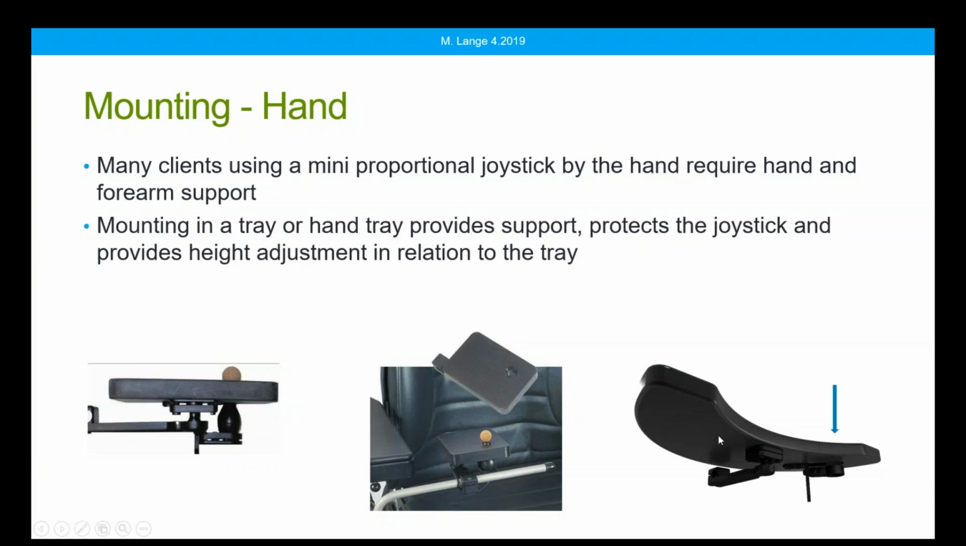We can also use this Eclipse tray here, and we can go ahead and mount a mini joystick within the tray. Again, changing the height of the joystick in relation to the tray surface. This tray pivots on its hardware, so we can place it to be underneath the arm at the correct angle that the client needs to optimize their control of that little mini proportional joystick.